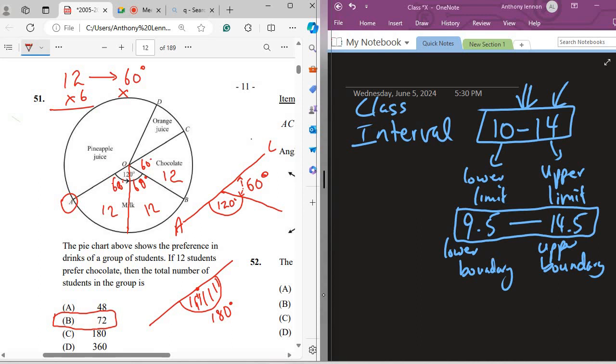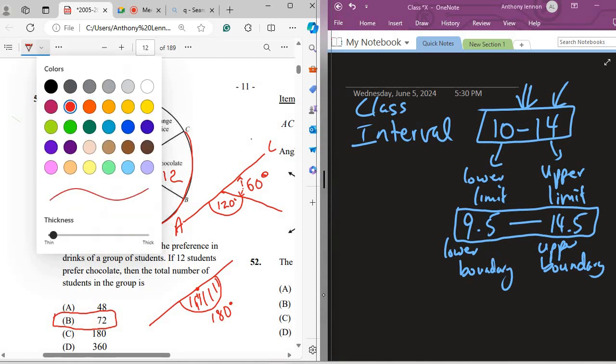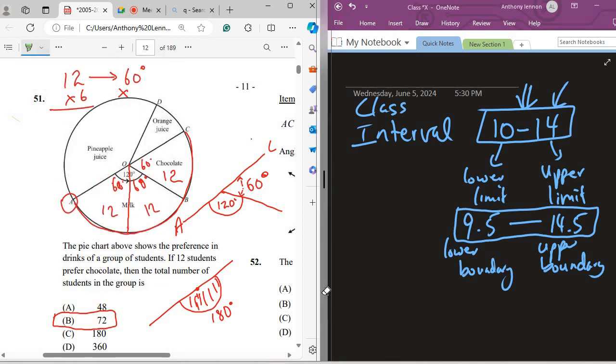Right? So how much do we have on this side going from A to C, this half? How many do we have there? 12 plus 12 plus 12, right? How much is that? How many students do we have in this section?